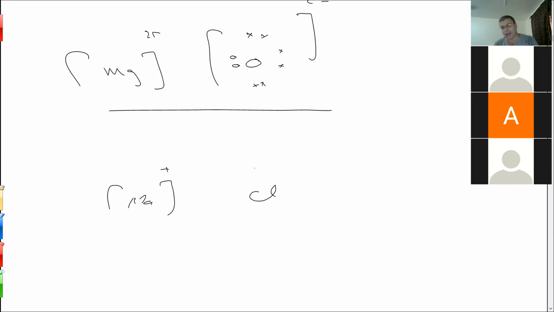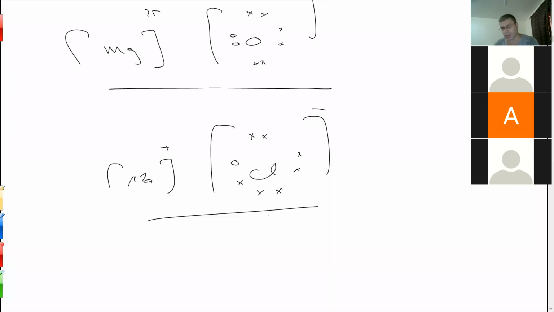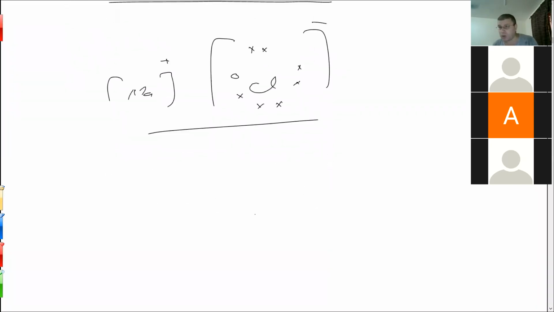How does the chlorine form an ion? The chlorine has 1 and 2, and a 3 and a 4, 5 and 6 and 7, and we have the 8th electron from the sodium, and this one is converted into a negatively charged ion. The structure we just drew right now, this one is sodium chloride.